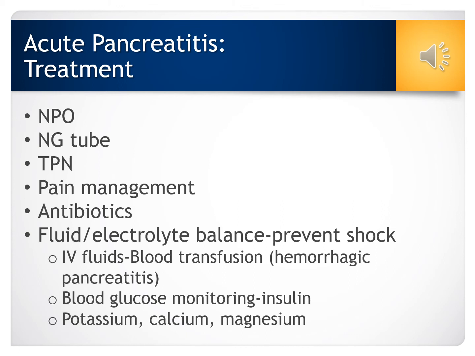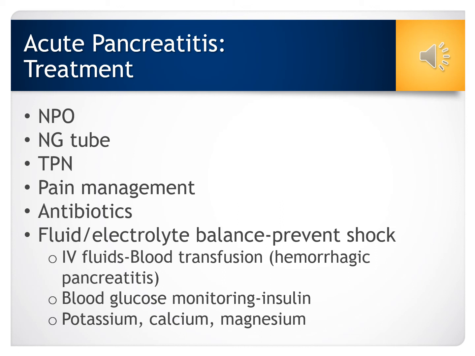Oftentimes, IV pain medications are given. The patient may need antibiotics for the prevention or treatment of infection. We'll also be monitoring fluid and electrolyte balance to prevent shock. So the patient may be getting IV fluids. They may be getting a blood transfusion if they've had hemorrhagic pancreatitis.